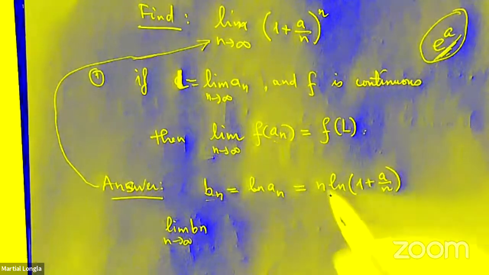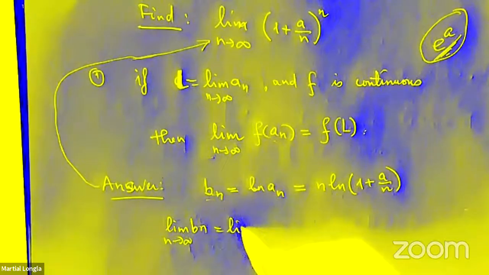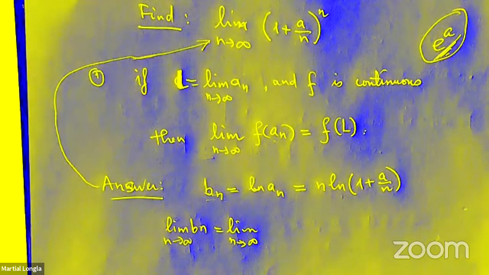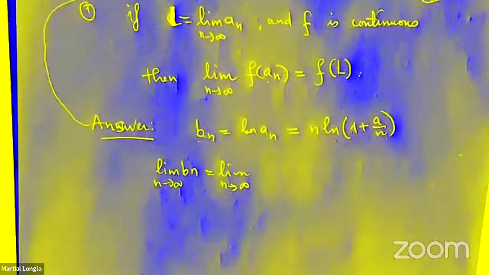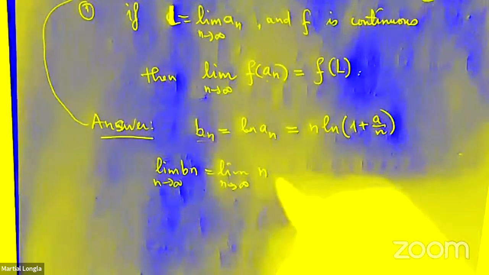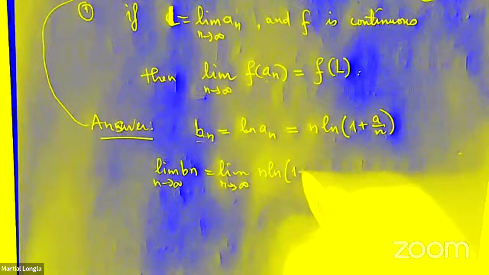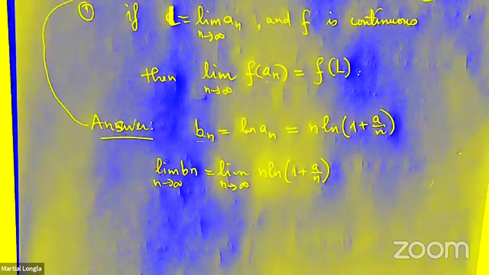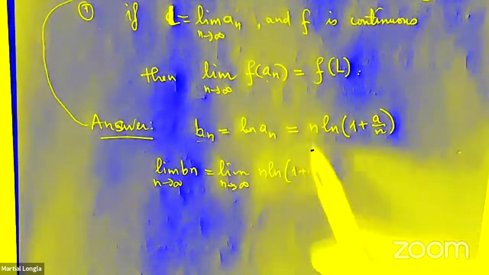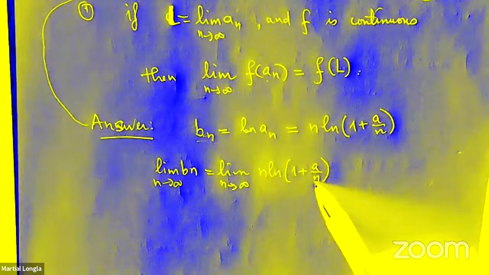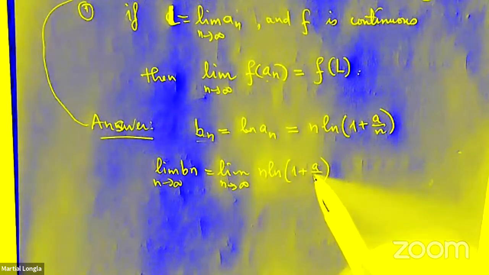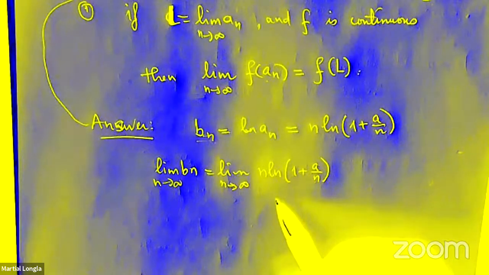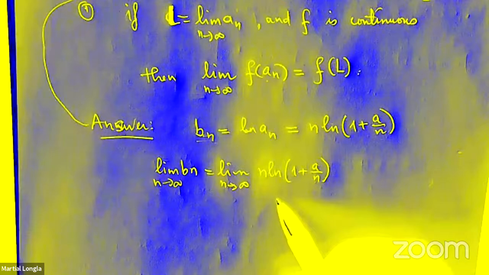And so that's going to be the limit as n goes to infinity of n natural log of 1 plus a over n. And if I try to compute this now, I'm going to have a over infinity is 0. 1 plus 0 is 1. Natural log of 1 is? What's natural log of 1?